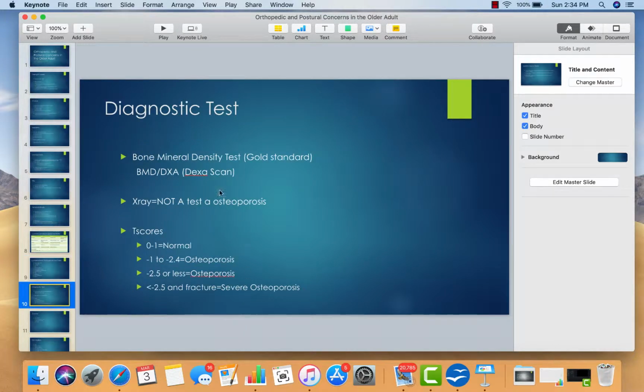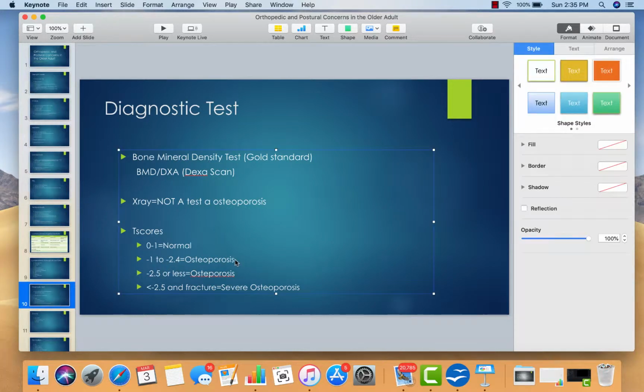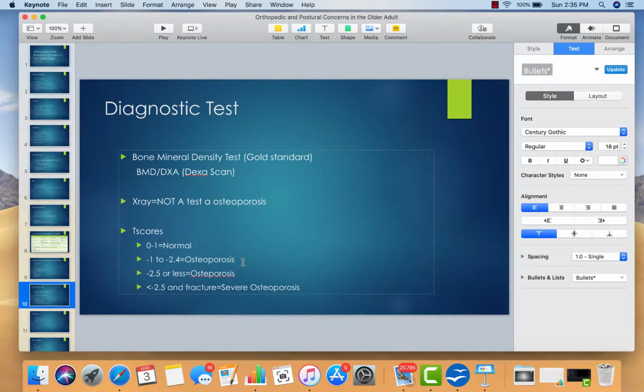Diagnostic tests: the bone mineral density test is the gold standard. It's the BMD or the DEXA scan. X-ray is not a test of osteoporosis. T-scores. So you should know those. 0 to -1 is normal. -1 to -2.4 is actually indicative of osteopenia. Sorry about that.